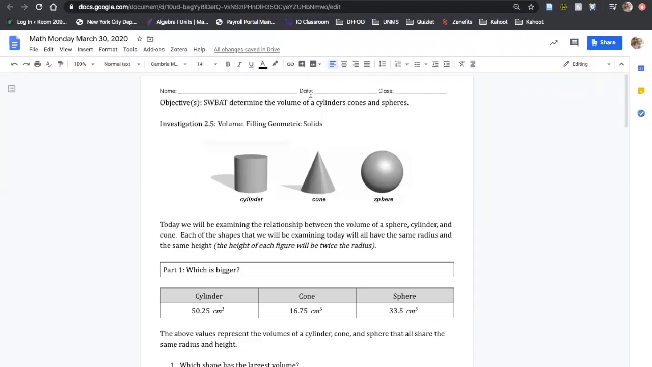Our objective for today is that students will be able to determine the volume of cylinders, cones, and spheres. We call a typo there. That should just be the volume of cylinders, cones, and spheres.